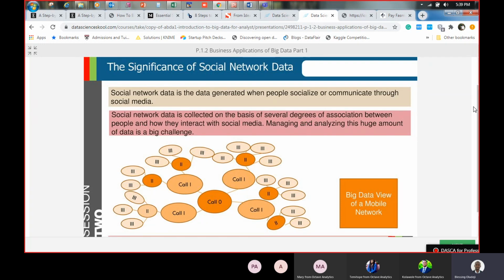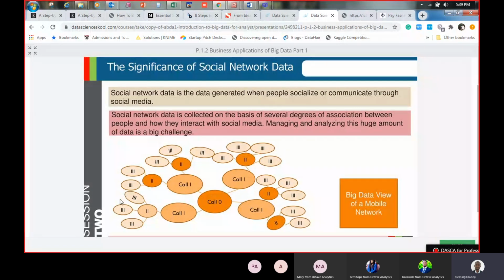So if they have a 70 million subscriber base like MTN does, it means it's a network. MTN is a network of 70 million people. They are all connected. One person is connected to another, they are all connected in some ways. So you have 70 million people. Imagine this picture is that MTN network of 70 million people connected.